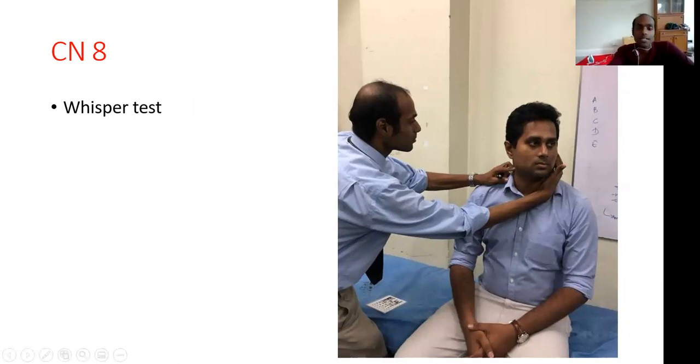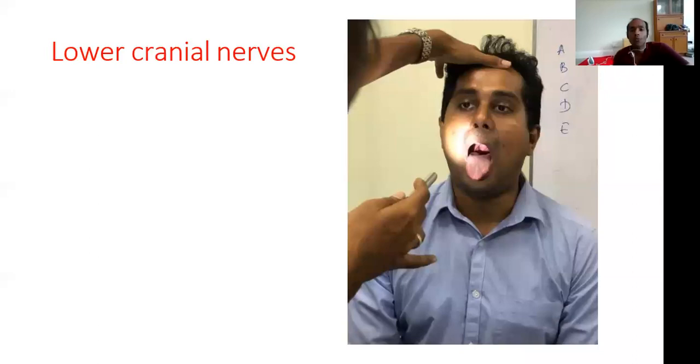So seven, muscles of facial expression; eight, the whisper test. Now remember that the eighth cranial nerve also has a vestibular component which is not routinely examined. Now we are left with 9, 10, 11 and 12, which are the lower cranial nerves. Of these, 9 and 10 supply the palatal region. So you know this, open the mouth, look at the position of the uvula and whether it deviates to any side, when the patient says ah.